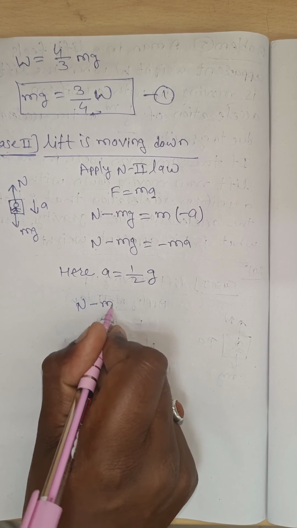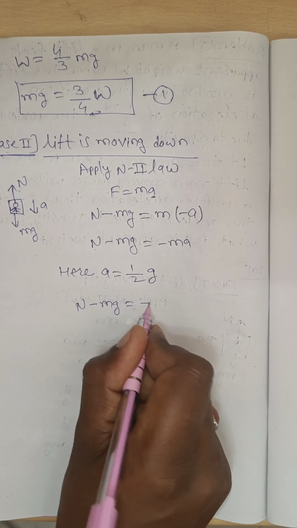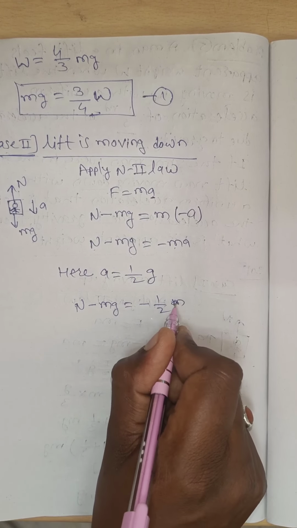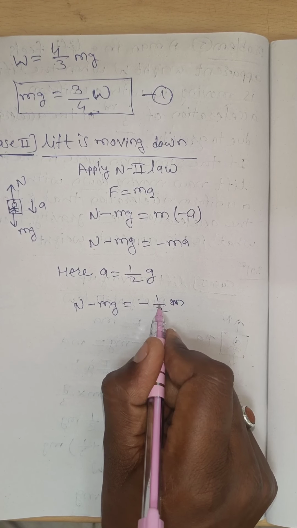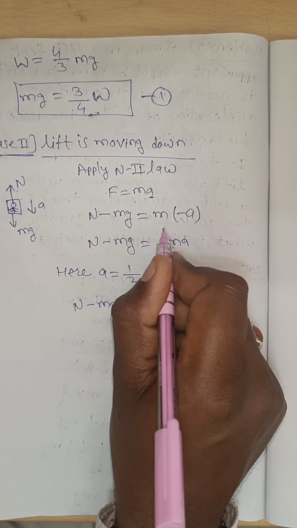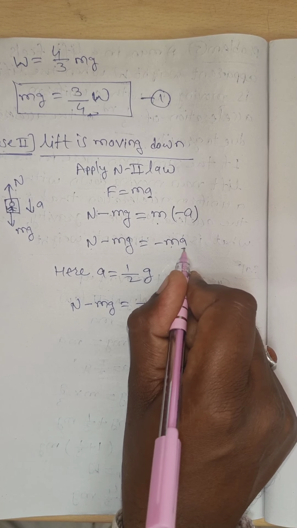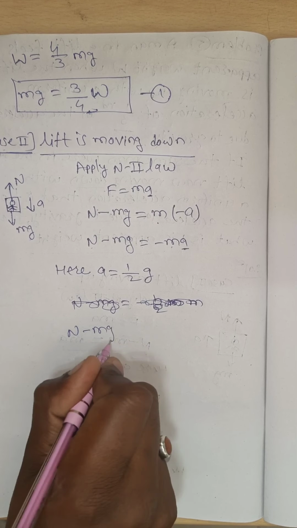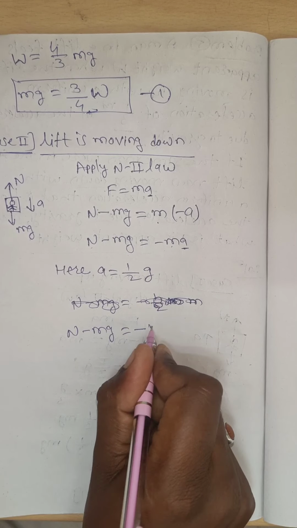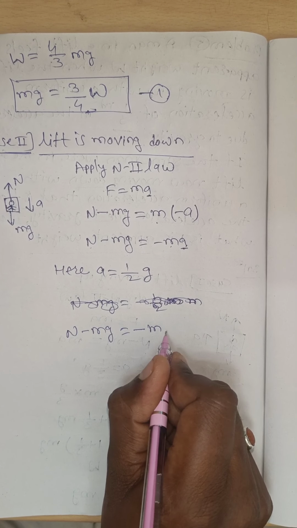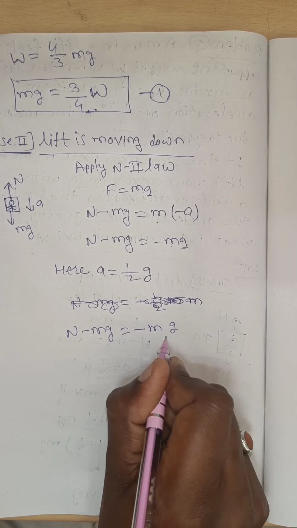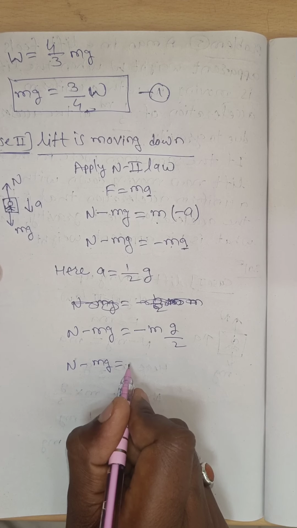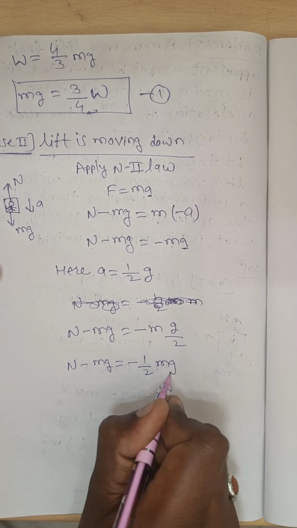Therefore, N minus mg is equal to minus m, as it is, into a. In place of a, we have to write half into g, that is g by 2. This means N minus mg is equal to minus half mg.